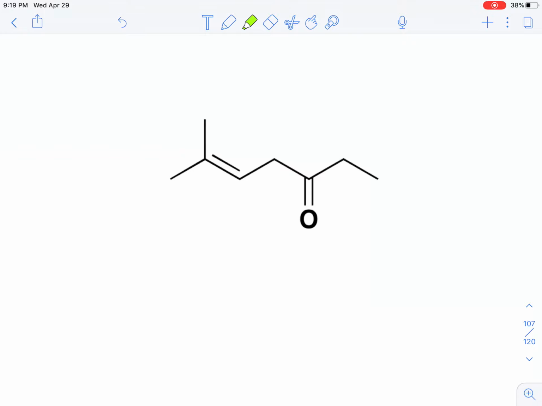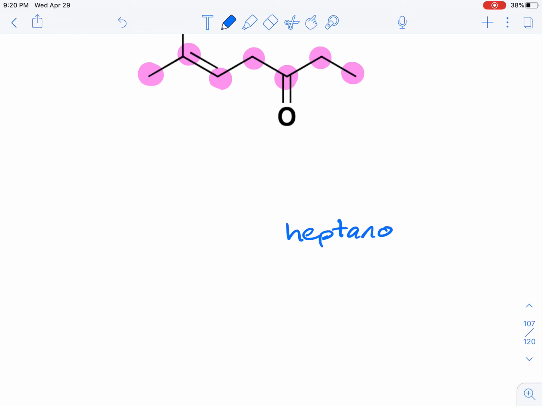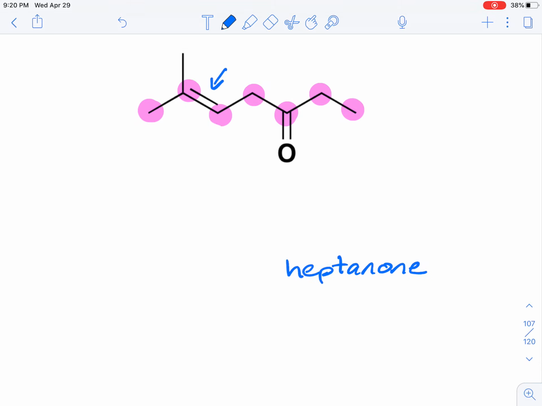So let's see. The first step is to figure out my carbon chain, longest carbon chain, 1, 2, 3, 4, 5, 6, 7. So it looks like I have a heptanone, so I'm kind of skipping steps now. However, I have a double bond, so it can't be heptanone. It has to be heptenone. Okay. So the en is going to represent a double bond, and the one is going to represent my ketone.